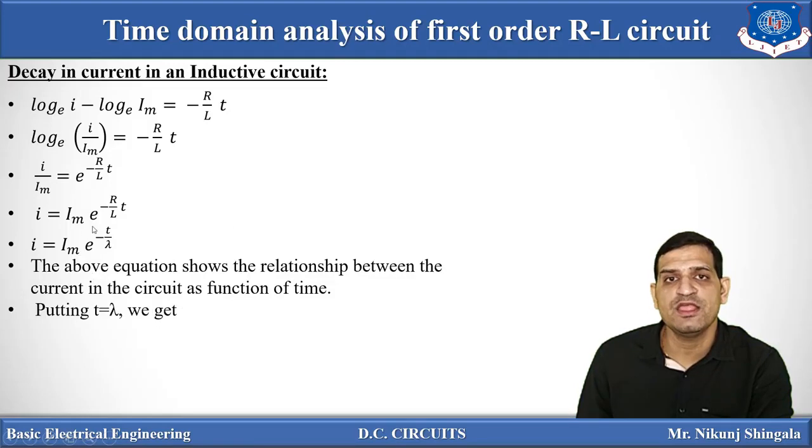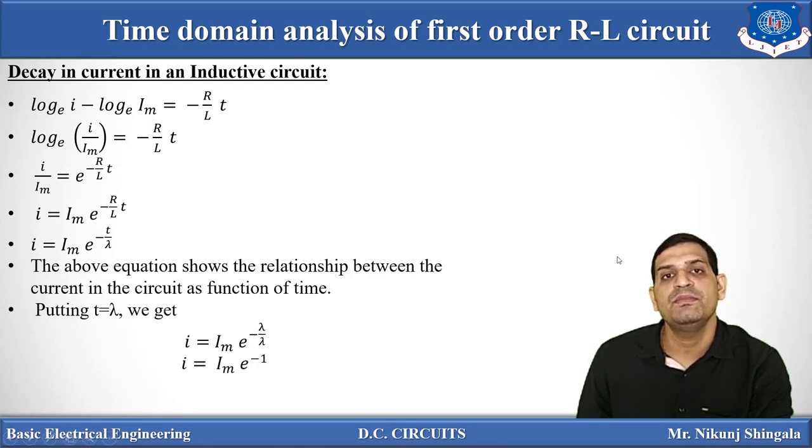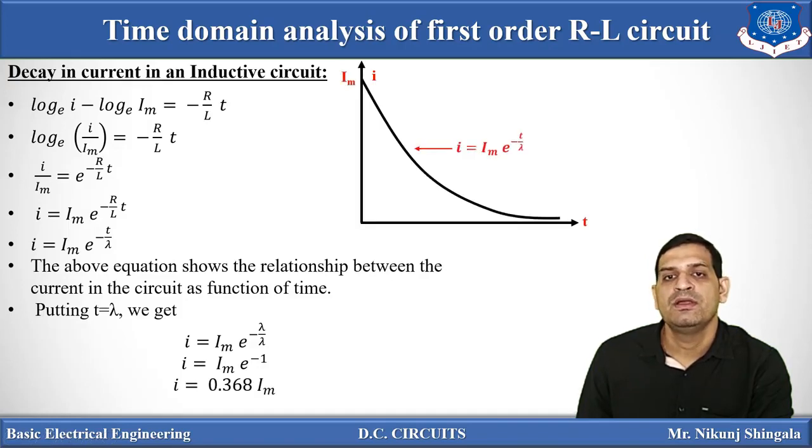Now if in this equation we put t is equal to lambda, we get I is equal to Im e to the power minus lambda divided by lambda, that is Im into e to the power minus 1. So I is equal to 0.368 Im. This is a graph of this equation. It is a graph of I versus t. Im is the maximum value.